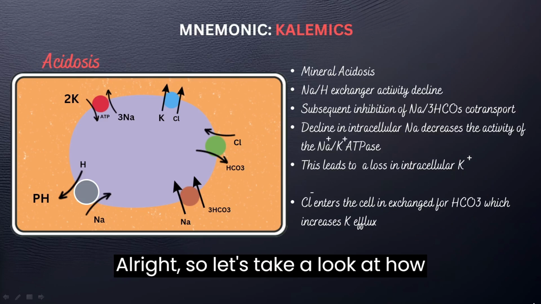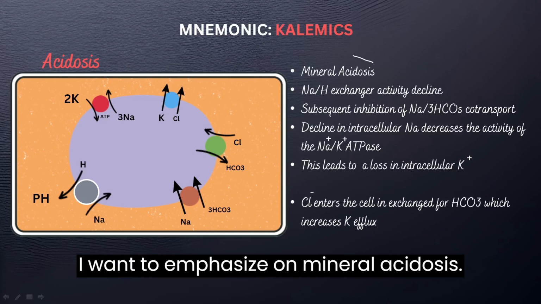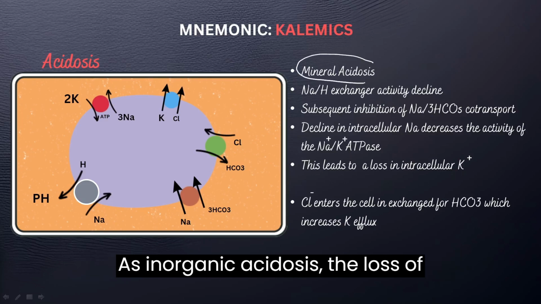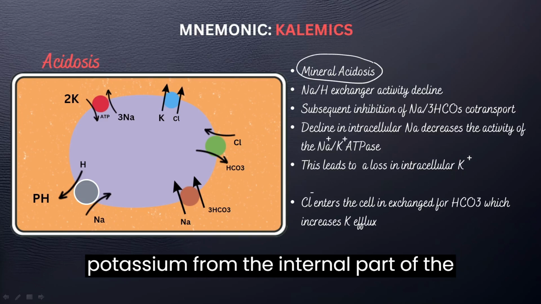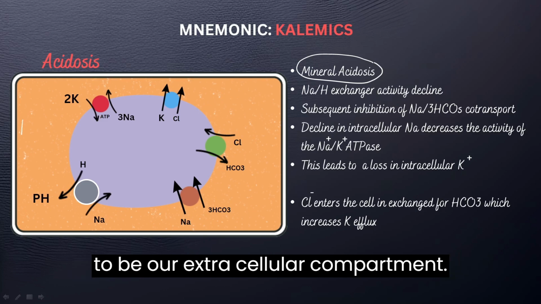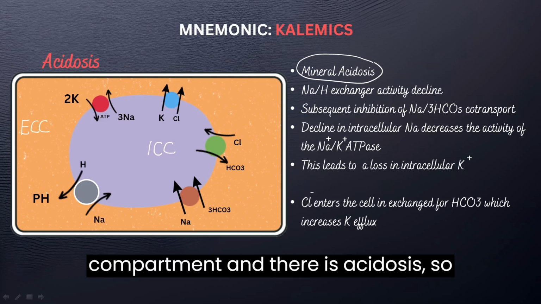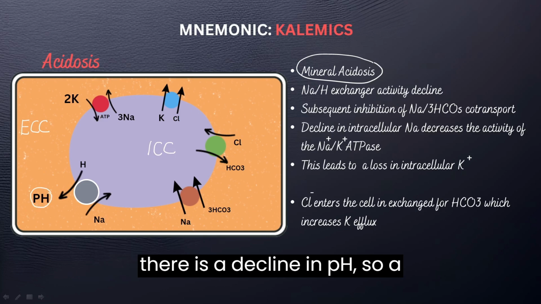All right, so let's take a look at how acidosis leads to hyperkalemia. And here I want to emphasize mineral acidosis, as in organic acidosis, the loss of potassium from the internal part of the cell is minimal. So we would assume here to be our extracellular compartment, and here being the intracellular compartment. And there is acidosis, so there is a decline in pH.